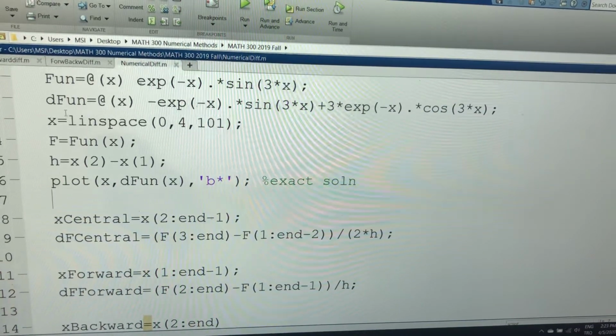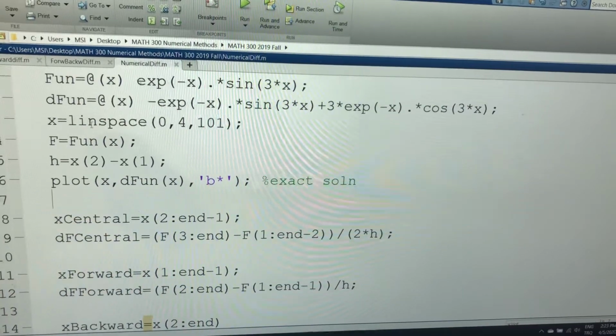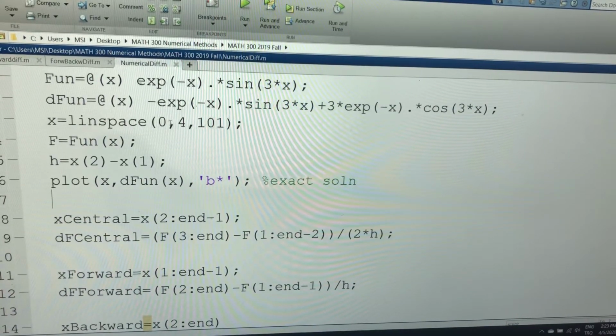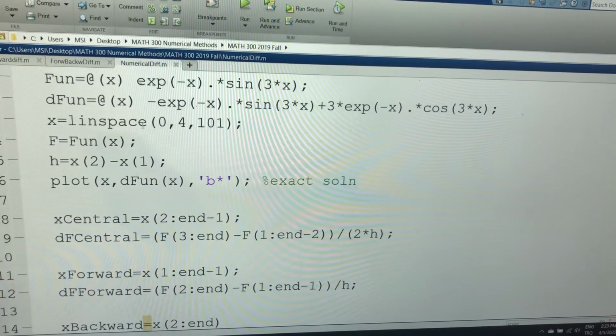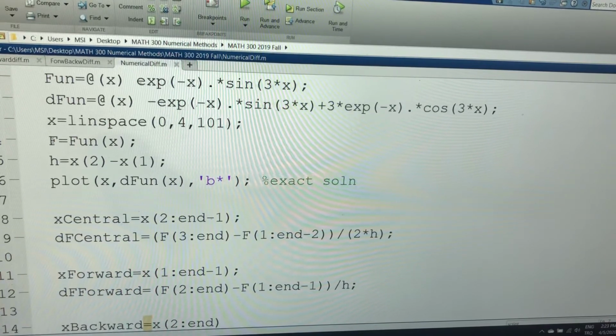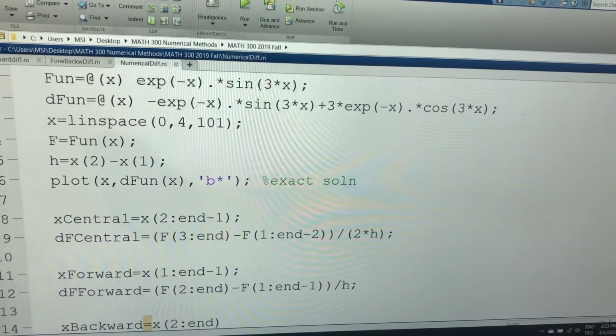And I defined the x data from 0 to 4. We divided 0 to 4 into 101 pieces. Linspace command, if you remember that. And I will plug in these x values inside our function, and I will find my y values, or f values, you can say that.